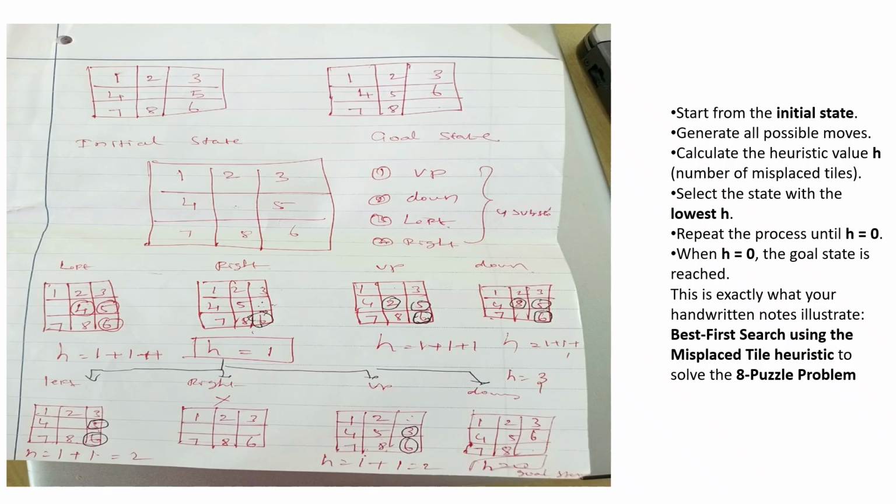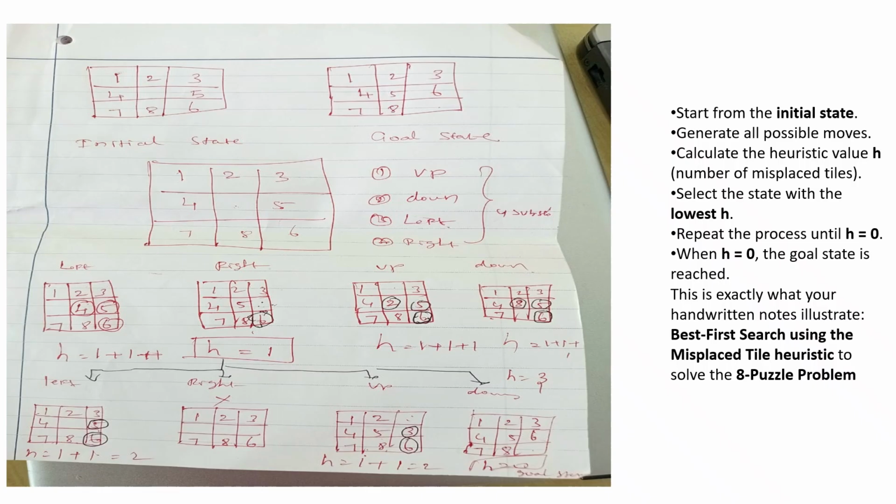The next one is the best first search using the misplaced tile heuristic to solve the 8 puzzle problem. These are all the conditions, so we can just follow along over here. This is the initial state, and this is the goal state. Now we are going to solve the problem.